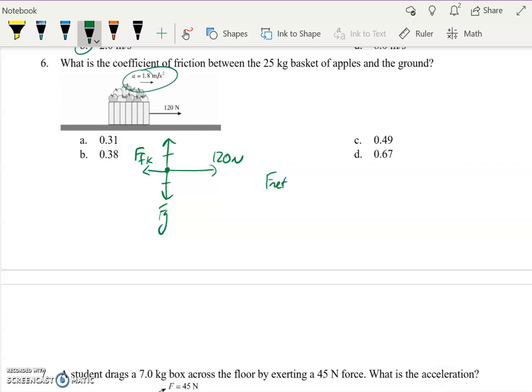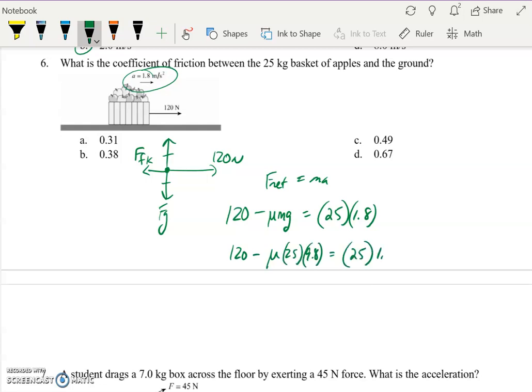So net force equals mass times acceleration. You've got 25 times 1.8 on the right. You've got 120 to the right minus your force of friction, which is mu times mg. So 120 minus mu times 25 times 9.8 equals 25 times 1.8. The only thing we don't have here is mu. Do the algebra, and mu is 0.306.